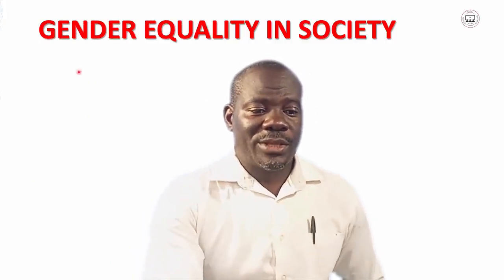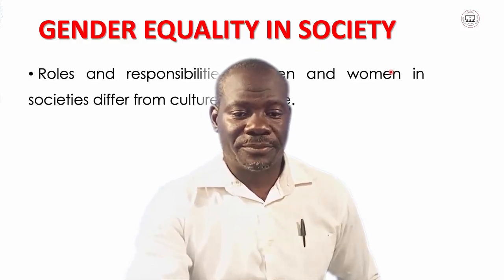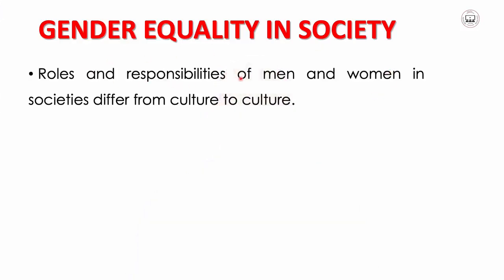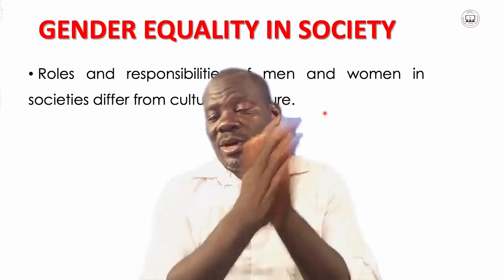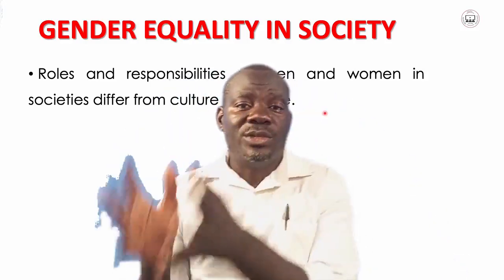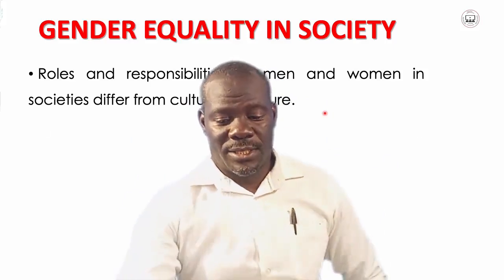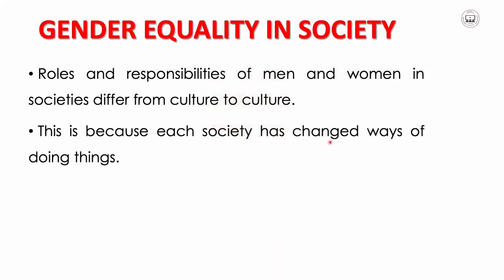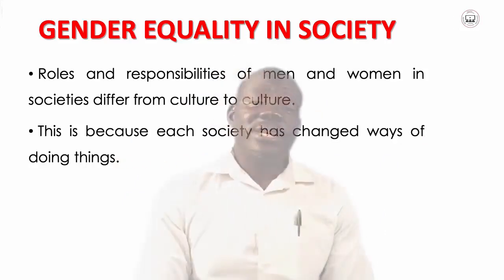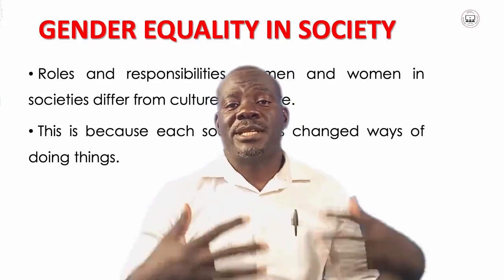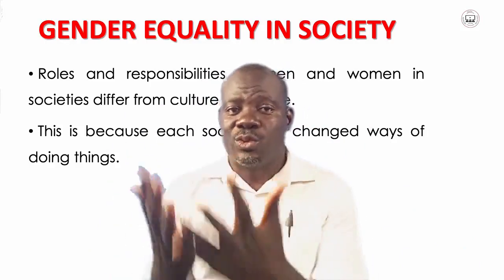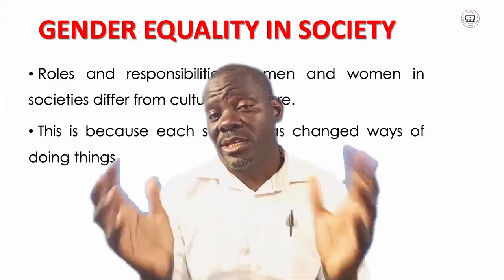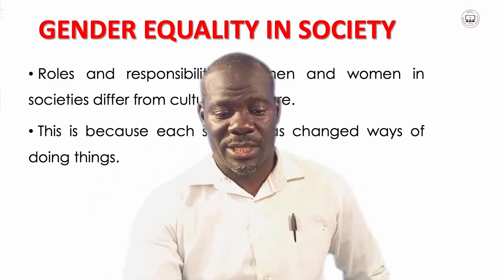Now to begin with, let's start with gender equality in society. Roles and responsibilities of men and women in societies differ from culture to culture. When we talk of roles, what we do in society, they differ from one culture to another. What men do in different societies differs. This is because each society has changed ways of doing things. As we live, we change the way of doing things. Some things were done only by males, but this time around, even men and women do that thing. Those are the roles and responsibilities that are changing depending on the culture we live in.